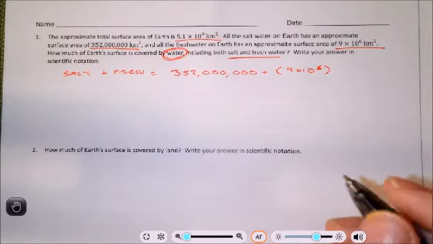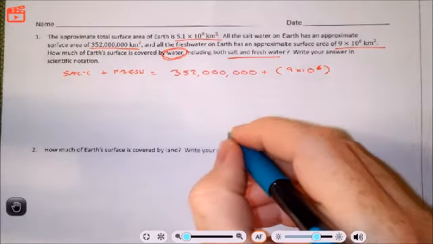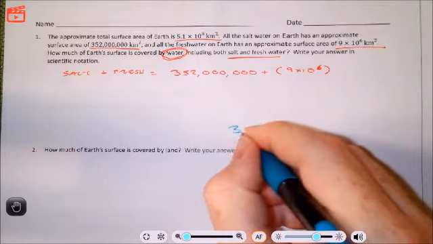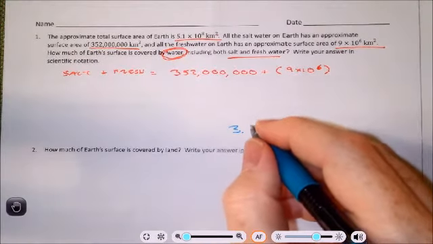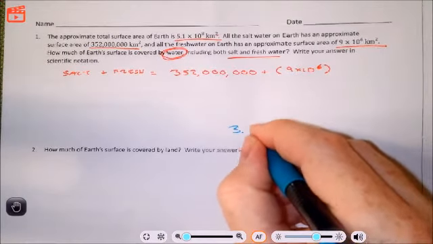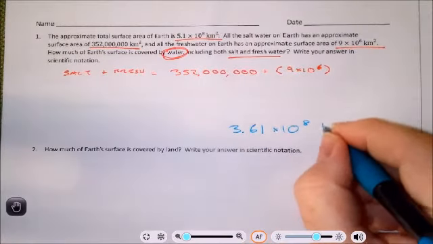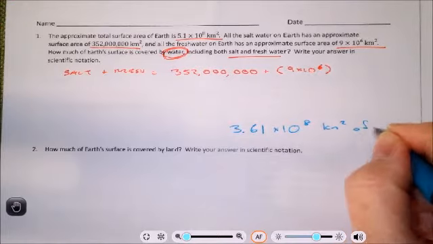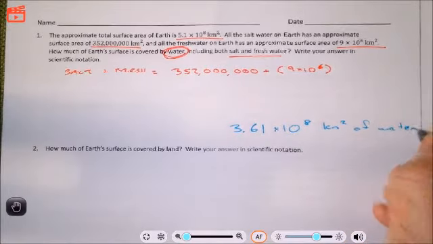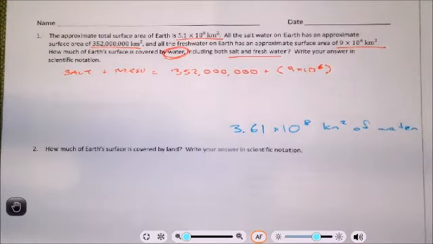Okay, if you did everything correctly, you should have found out that the total amount of water on Earth is 3.61 times 10 to the 8th square kilometers of water on Earth. If you did all the math correctly, that is the answer you should have gotten. If you did not, I encourage you to try again. If you still can't figure it out, go back and look at your notes. And if you still can't figure it out, reach out to me for some more help.